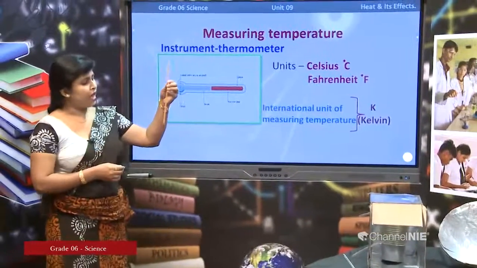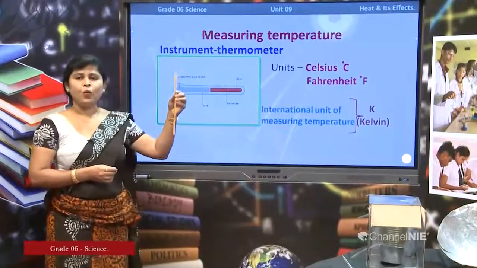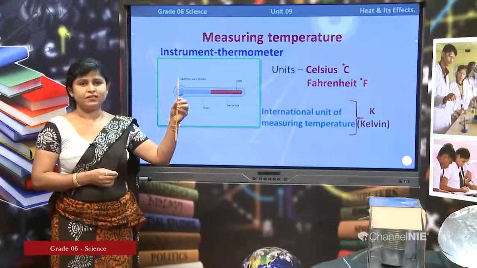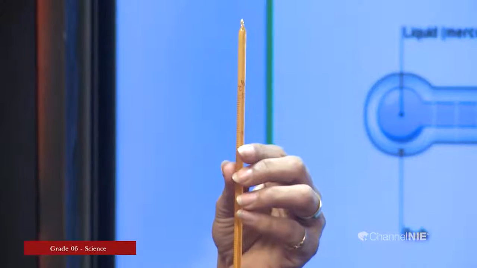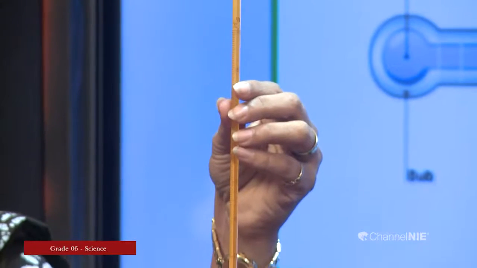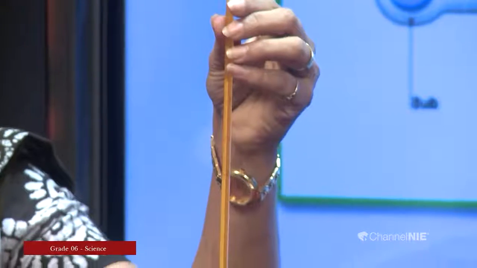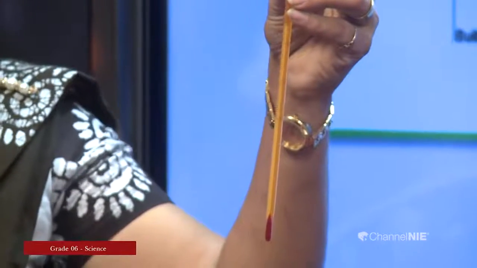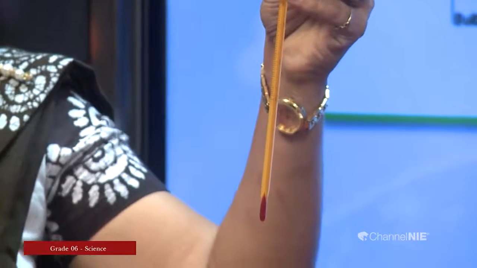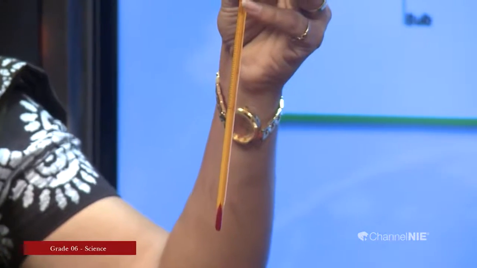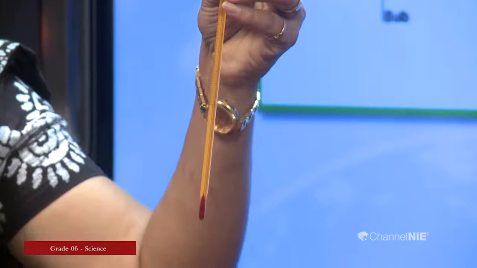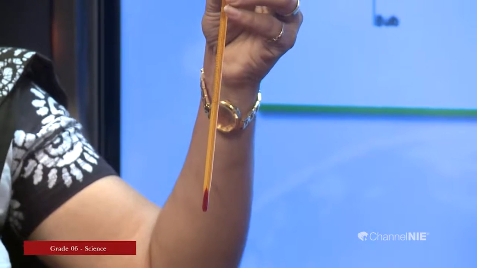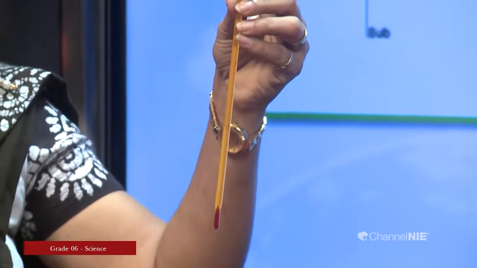Now I have got the alcohol thermometer. What is it? Alcohol thermometer. What is the color of alcohol? Yes, definitely you will answer me. The color of alcohol is colorless. It has no color, right? But you can see a red color there. Yes, alcohol is colored in red to get clear observations, right? When we use alcohol without coloring, we can't get clear observations.